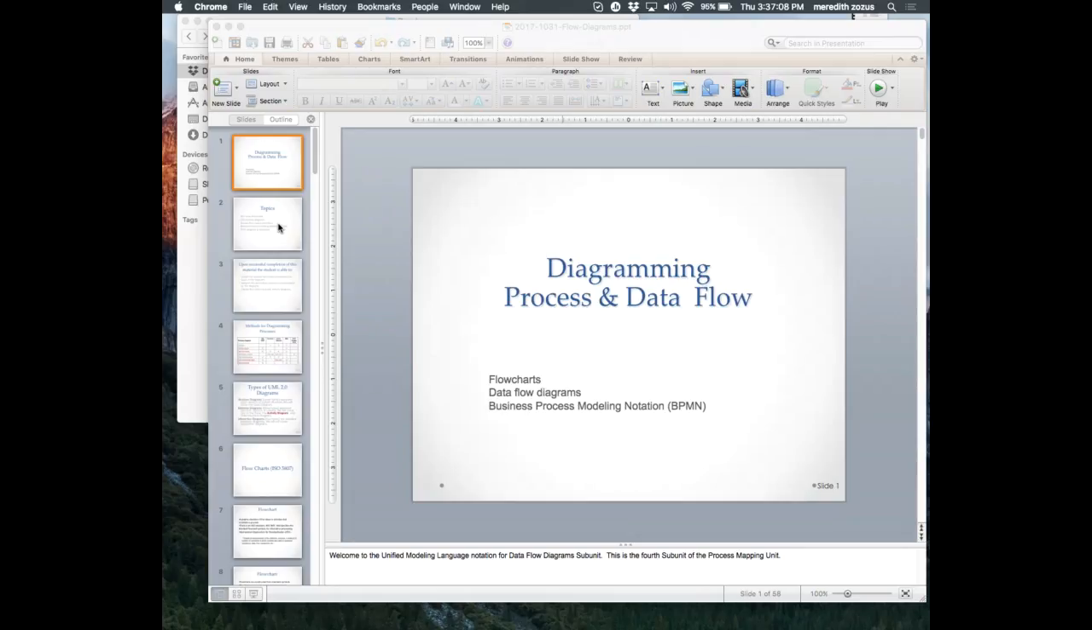But the really only difference between the UML activity diagrams and the flow diagrams that we'll talk about today for process is the notation and the formalism. And that is really important. So that's what we're going over today, process and data flow. There are two other things that I wanted to bring up.